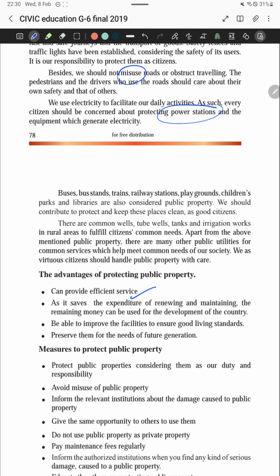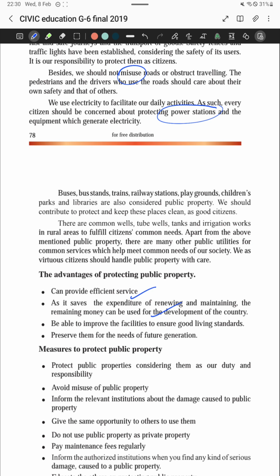I told you repairing cost, there won't be any repairing cost if you are not damaging, if you are protecting the public property. The other thing, be able to improve the facilities to ensure good living standards. I know that. So you also must know that if you are protecting the public property, you can live your life without any problems. Your living standards will move day by day as a good thing, right? As a positive thing, right?